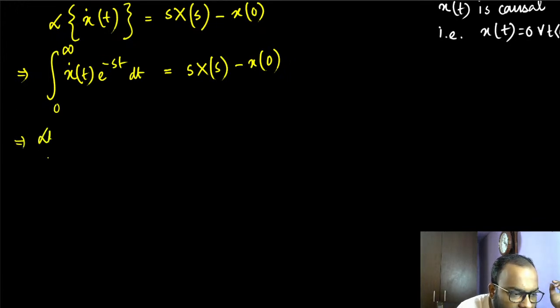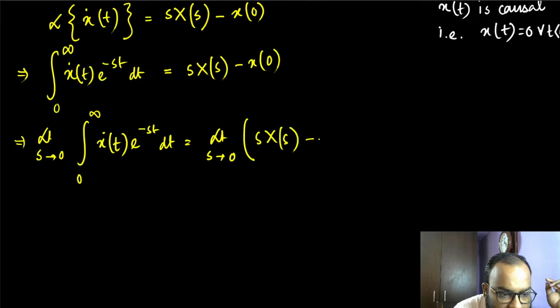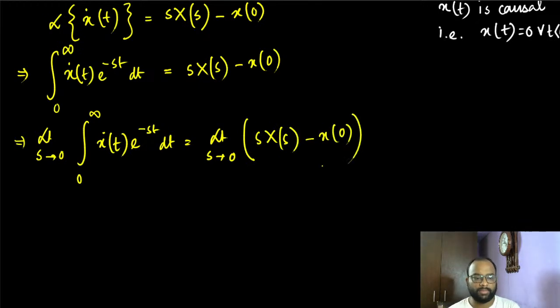Why we are doing this will be evident shortly. Let's put a limit s tending to 0 on this, and write the integral once again, the derivative of x with e to the power minus st and dt, equal to the limit, s tending to 0, on the right hand side as well, of sX(s) minus x(0). I believe it's understandable. We have just taken a limit on the right hand side.